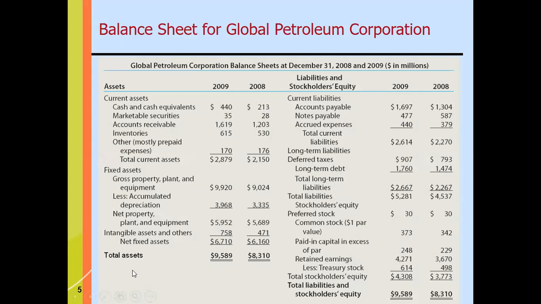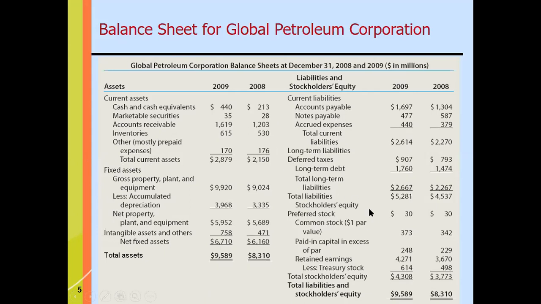So here's an example of a balance sheet for Global Petroleum Corporation. You have here the balance sheets at 2 years, 2008 and 2009, in millions of dollars. And here are the assets: current and non-current. Fixed assets, by the way, is a US GAAP term, which is simply synonymous to non-current assets. Then liabilities and stockholders' equity: current liabilities and long-term liabilities, including deferred taxes, which should be presented at all times as non-current.